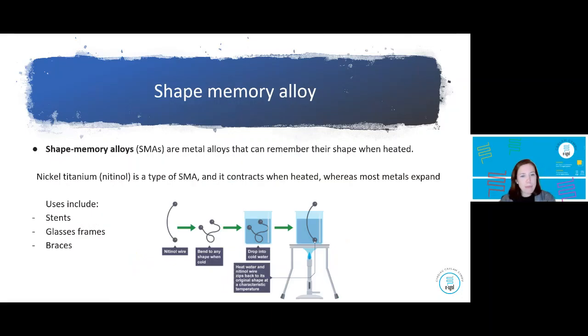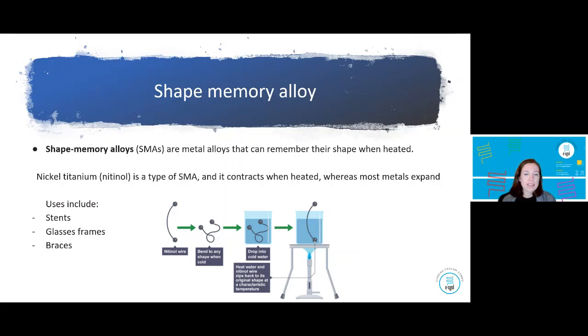Then we have shape memory alloys, okay? Now, very similar to shape memory polymers. However, these are metal alloys and they can remember their shape when heated. Now, possibly one of my favorite materials is something called nitinol, okay, which is an alloy of nickel and titanium. It's a type of smart material, a type of shape memory alloy, and it contracts when heated, okay, whereas most metals expand.